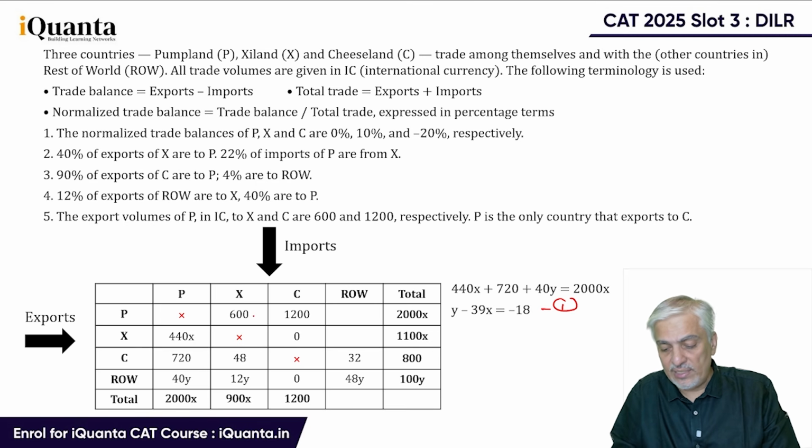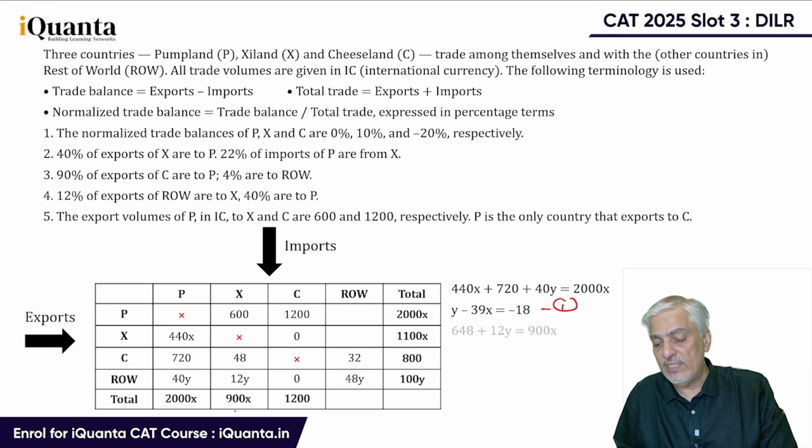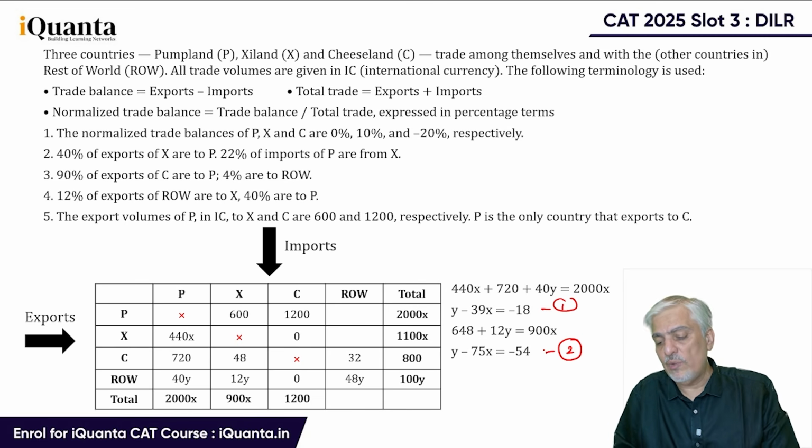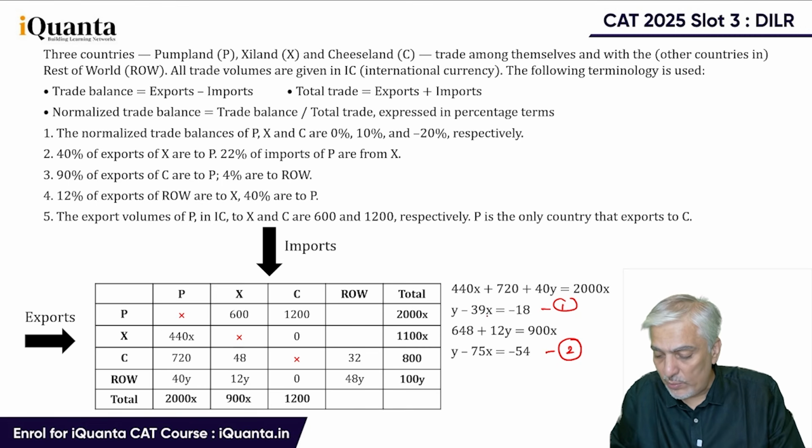Second equation, 600 plus 48 plus 12y is 900x. So that's 648 plus 12y is 900x. Again, it can be divided by 12. So I'll get y minus 75x is negative 54. Take these 2 equations and solve them simultaneously. So you actually get, if you're equating for y, 39x minus 18 is 75x plus 54.